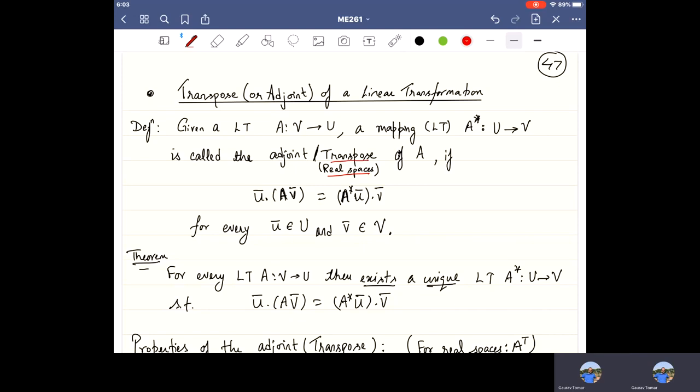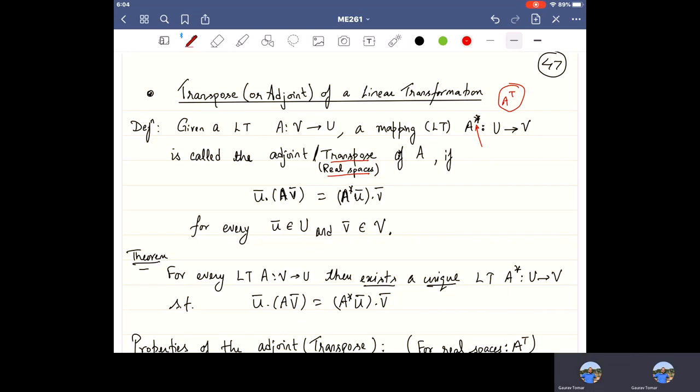So to define the transpose or the adjoint, we say that given a linear transformation A, which is mapping V to U, another mapping can be defined, which is a reverse mapping from U to V, and we denote it by A star. You can also write it as A transpose. That's what we will write for real vector spaces. But in general, that's the notation that has been chosen. It's very commonly used, the star notation, especially for complex vector spaces.